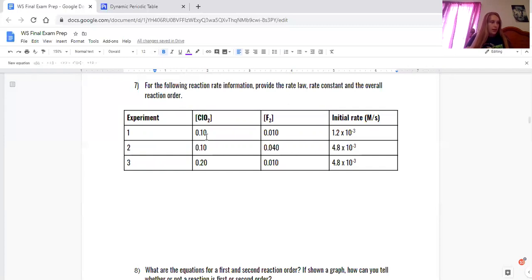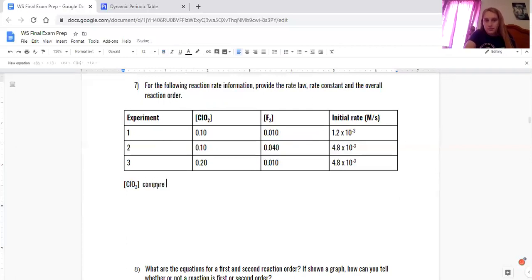If we're looking at how ClO2 affects the rate, let's look at its effects. So let's compare reactions 1 and 3, because that's where F2 stays the same. Okay, so we're going to compare 1 and 3 here. So let's see.